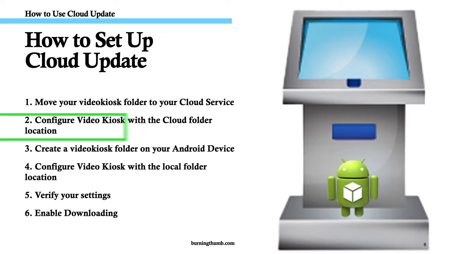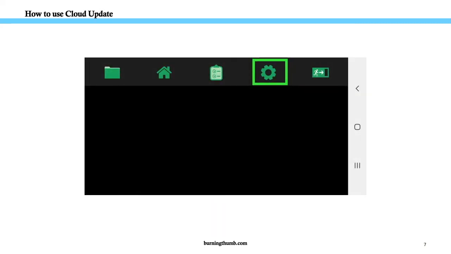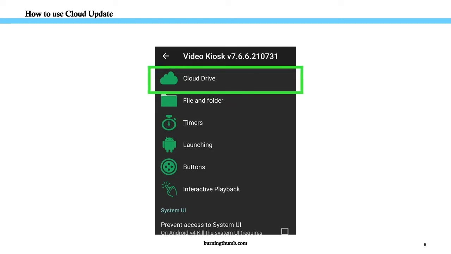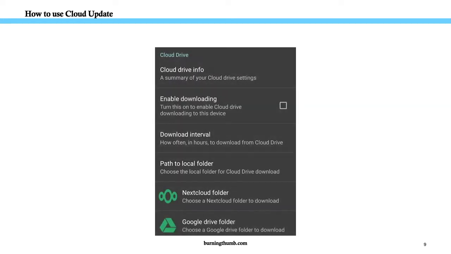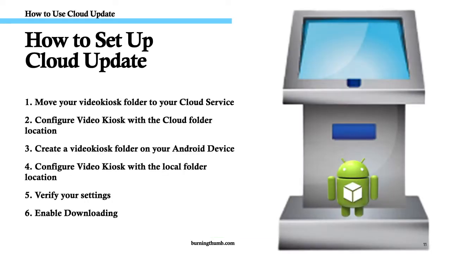Step 2. On your Android device, configure the settings with the cloud folder location. To do this, go to the VideoKiosk settings. Open Cloud Drive Settings. Go to Google Drive folder. Use the file navigation to select the cloud source folder. It will be displayed as the current folder at the top of the screen. Then tap Choose.